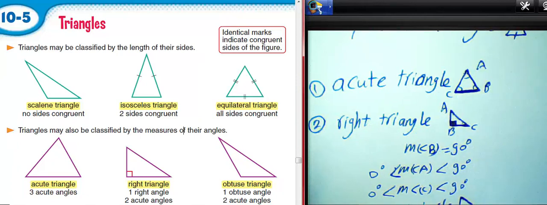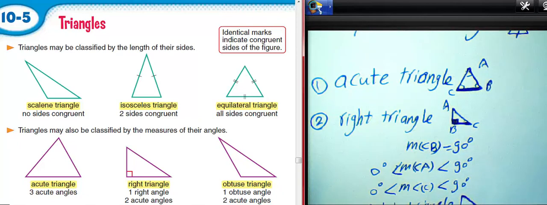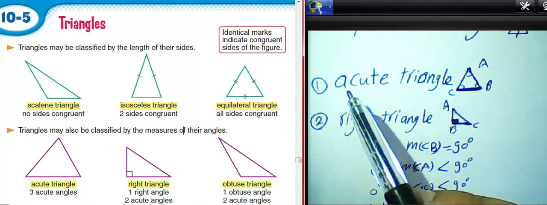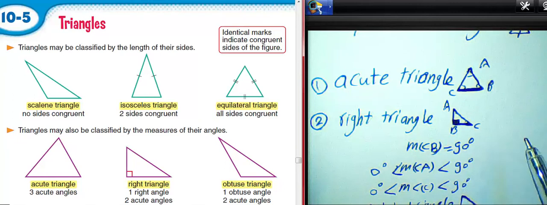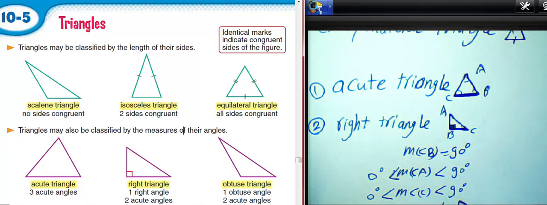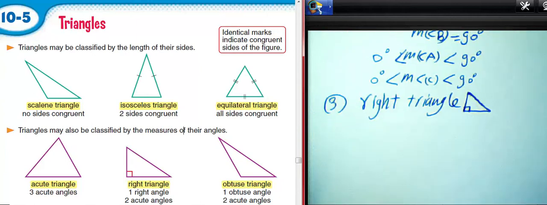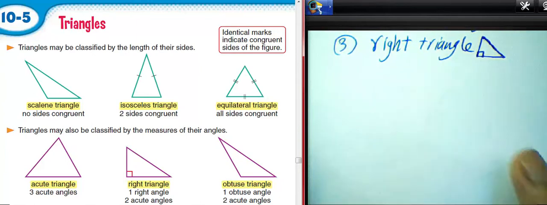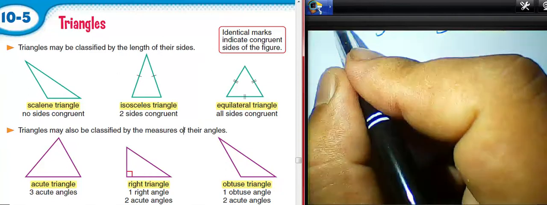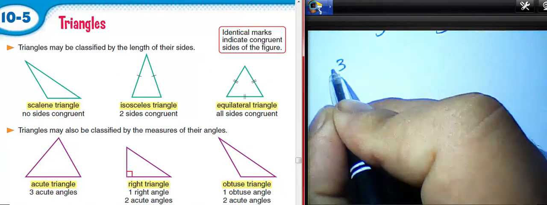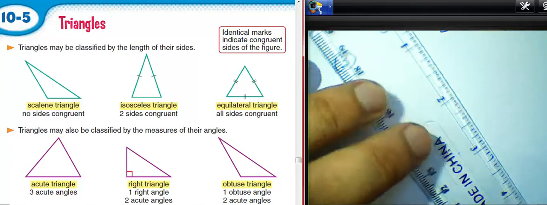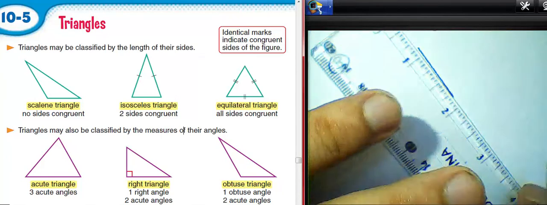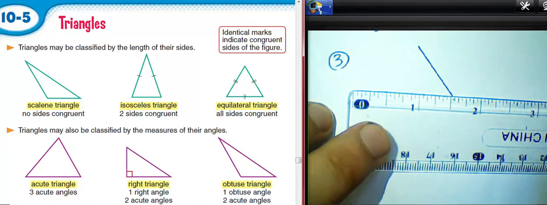Okay. Good. What about number three, obtuse triangle? Again, acute triangle, right triangle. Number 3, obtuse triangle. Okay, we talked about right triangle. So number 3, the type of triangle will be obtuse. Obtuse triangle, the measure of the angle at the vertex more than 90 degrees and less than 180.